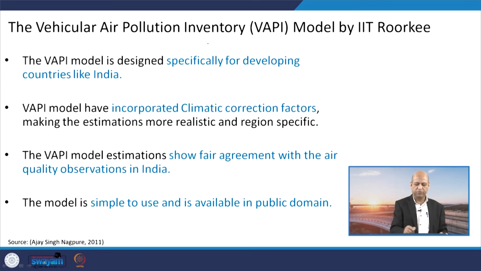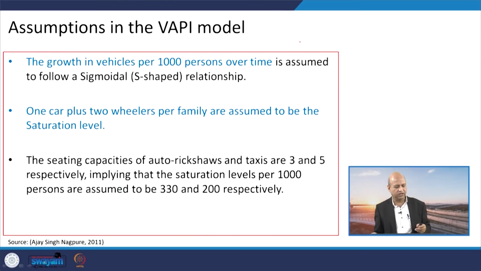This is the VAPI model which was developed at IIT Roorkee, and it caters to the requirements of Indian conditions. Specifically for our cities, we have taken into account what information is available. Also, there were issues with certain models, where only one year of estimation was possible, and other limitations. But the best practices and best features of those models have been incorporated, and optimization has been achieved, so that we can have good estimations of pollutant emissions in Indian cities.